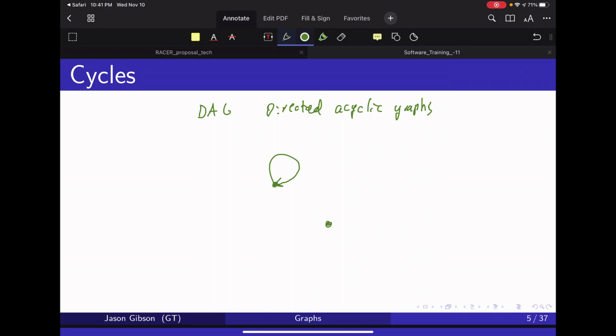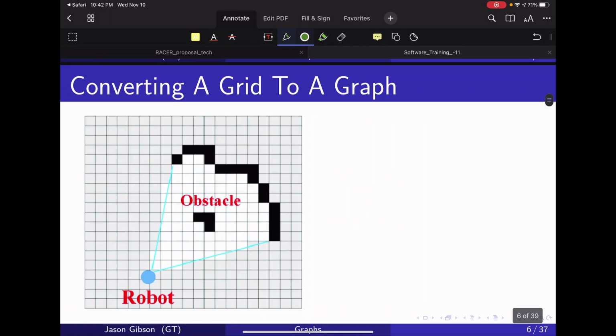So if I have some nodes and I have edges that connect these nodes, there's no way for me to go around in a loop infinitely. Now, a lot of times in robotics, we'll end up with graphs that do have cycles. So that's something we're going to have to learn how to handle. I've kind of been talking about graphs, but the question is, why are graphs relevant to what we're doing?